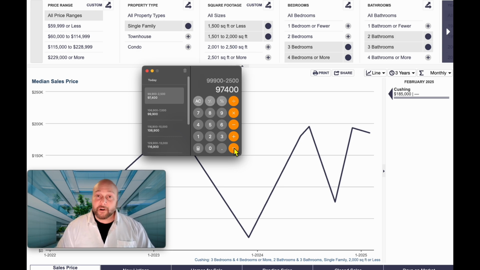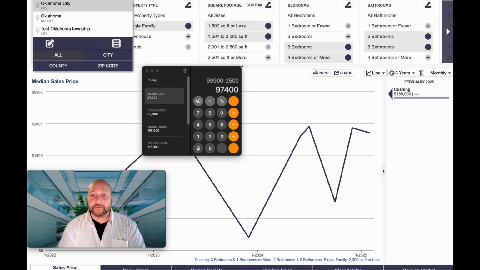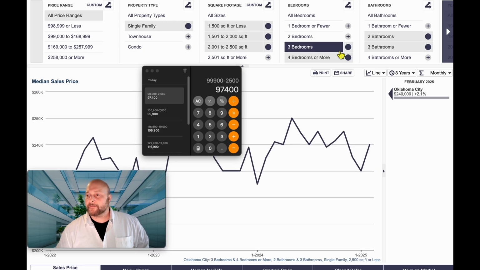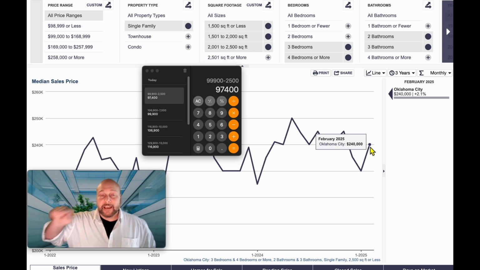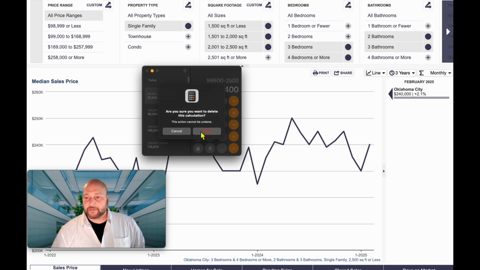Let's look at another market real quick, just so that, like I said at the beginning, we'd look at 2 different markets. I'm going to go ahead and go over to Oklahoma City. And then be sure to select all price ranges, single family house. I'm going to go ahead and bump Oklahoma City to 2,500 square feet, 3 beds, 2 baths. And now we're looking at $240,000 as the median home price. So let's go ahead and run those numbers backwards.